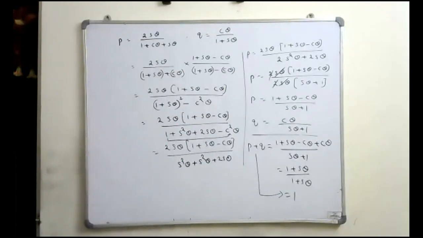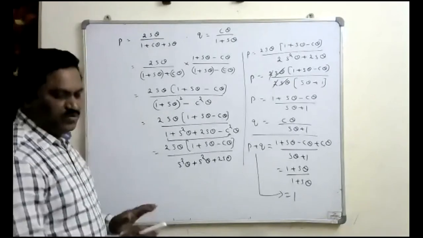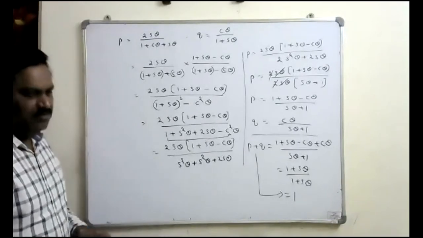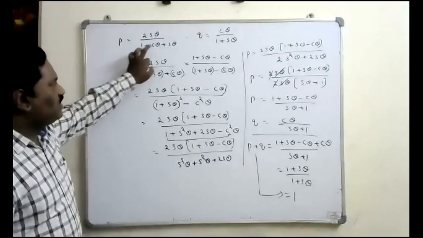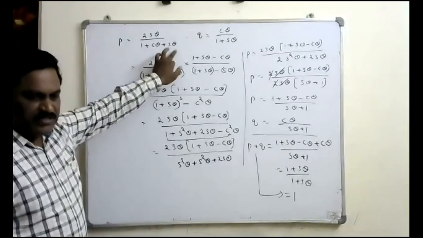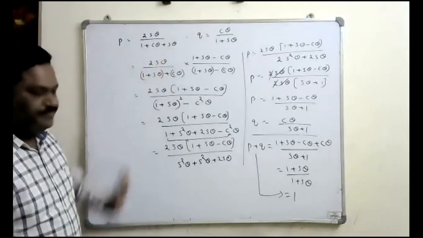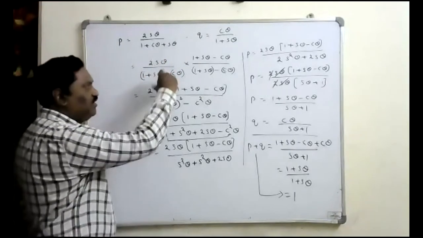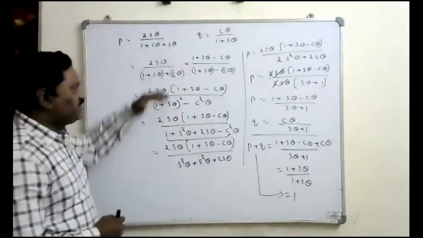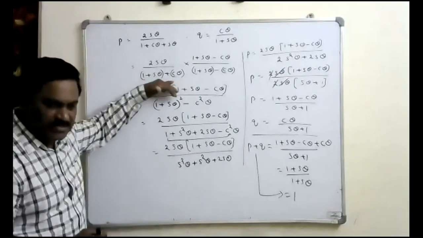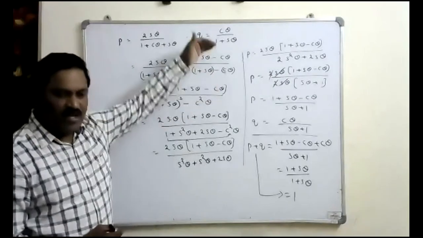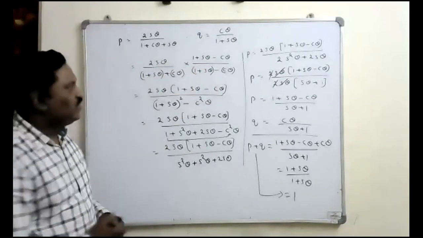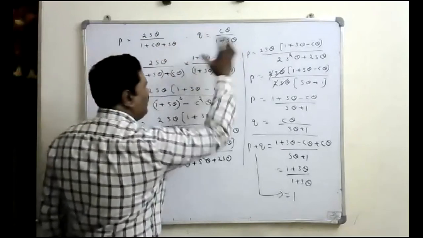Sir, explain once. Okay. So here the procedure is nothing, only a little bit of calculation is involved. Here I will take P, this 2 sin theta upon 1 plus cos theta plus sin theta. I write this as sin theta plus cos theta. Then I will rationalize this by its conjugate. Means 1 plus sin theta plus cos theta is there, I will take 1 plus sin theta minus cos theta. I will multiply and divide by that term. Then write the numerator as it is.